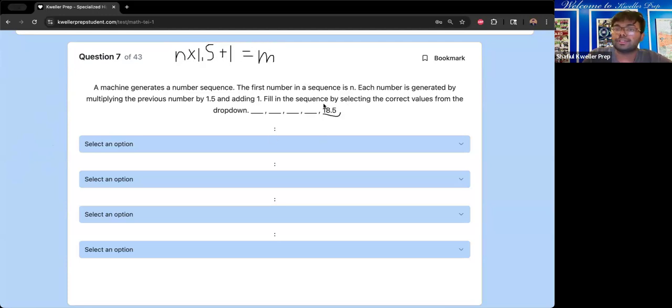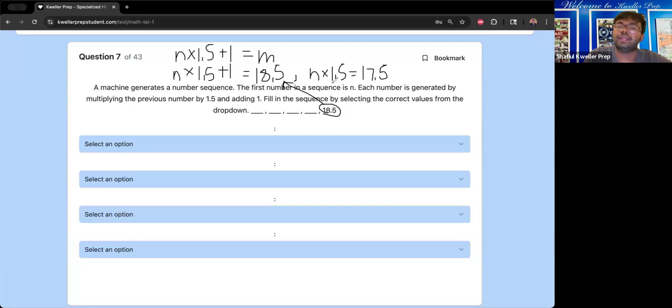So let's go backwards. We have 18.5. I'm going to plug this in to solve for n. I know 18.5 is m because this is the new value. So n times 1.5 plus 1. Okay, if we just solve it, we subtract 1 on both sides. So n times 1.5 equals 18.5 minus 1, 17.5. Okay, now what do we do?